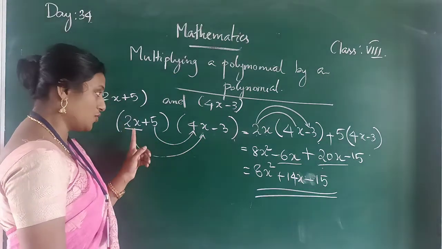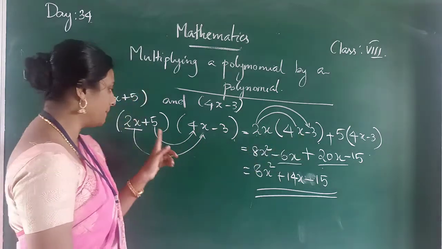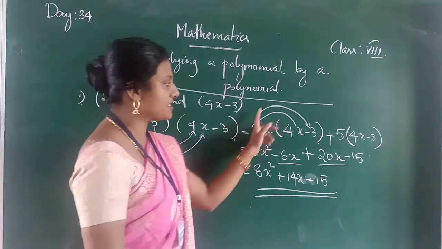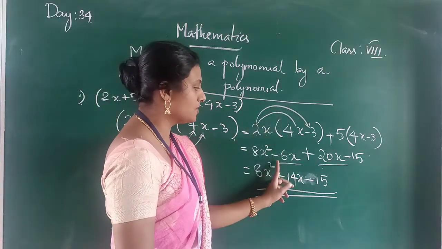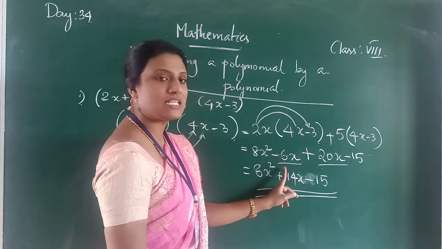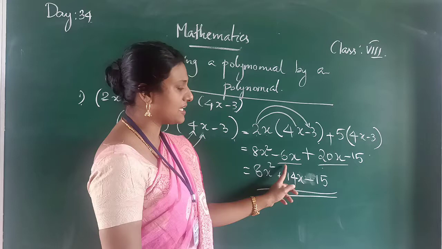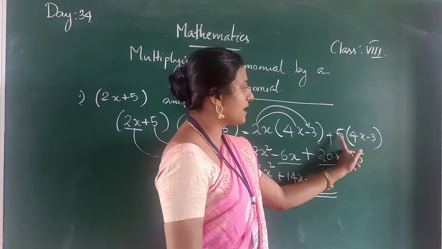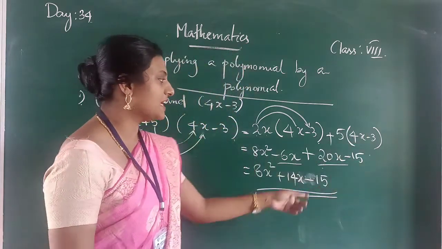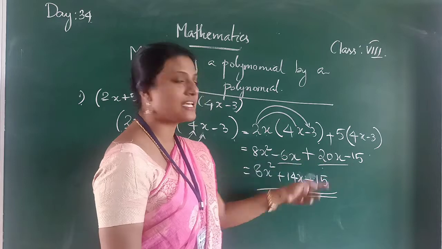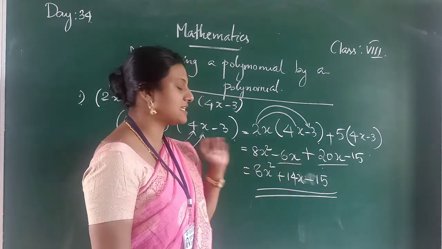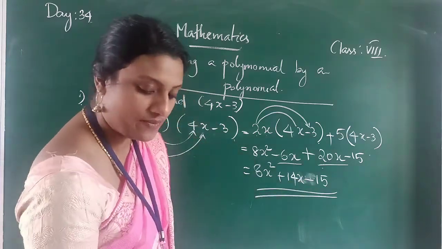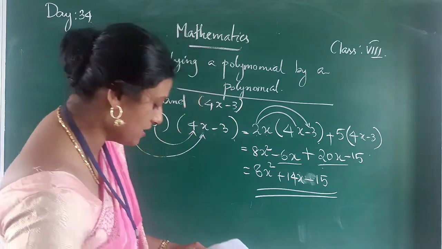Very important. 2x multiplied by 4x minus 3, plus 5 into 4x minus 3. Then use the distributive property, that is 2x into 4x is 8x square. Put the negative sign. 2x into minus 3 is minus 6x. Plus 5 into 4x is 20x. 5 into minus 3 is minus 15. Then we collected the like terms, that is minus 6x, 20x. 20 minus 6 is 14x minus 15. So the answer is 8x square plus 14x minus 15.